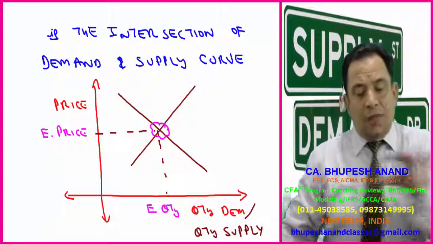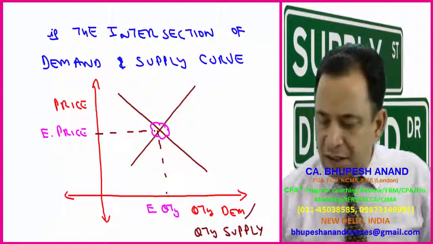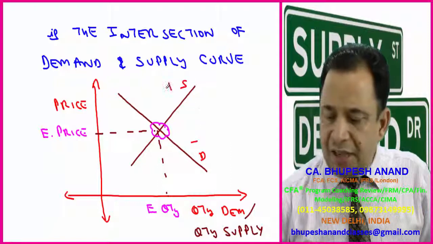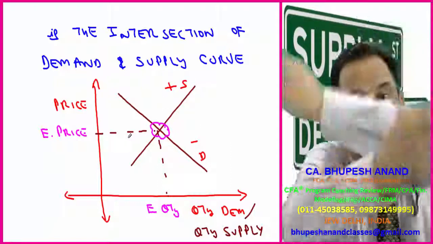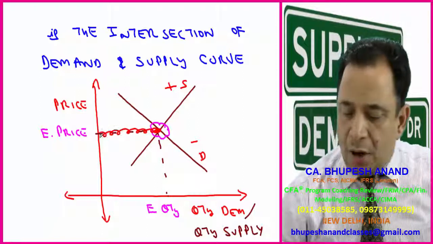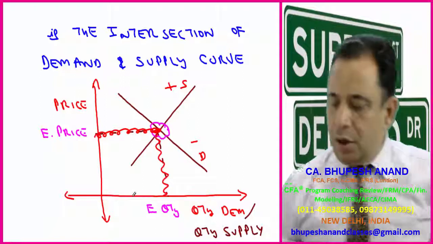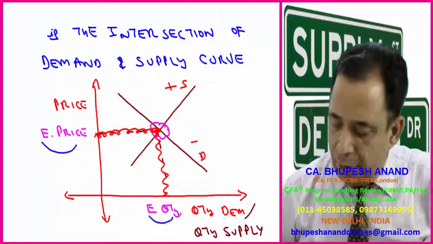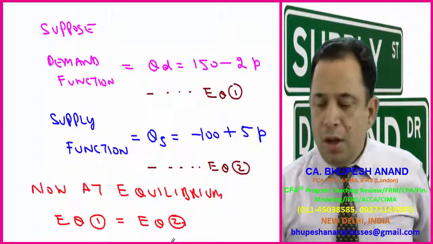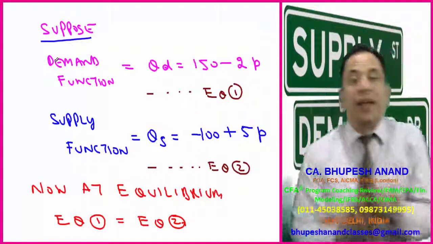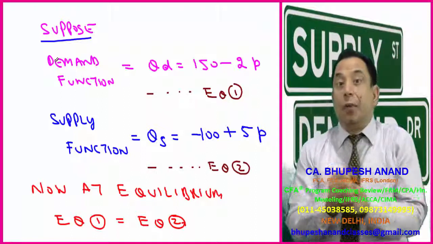So the intersection of the demand function, which is negatively sloped, and the supply function, which is positive. At the point where they intersect, if I draw a perpendicular, I will be able to calculate the equilibrium price and equilibrium quantity. So let's move to a new point: mathematically, how we can calculate equilibrium quantity and equilibrium price.